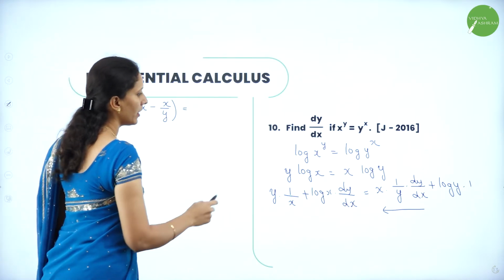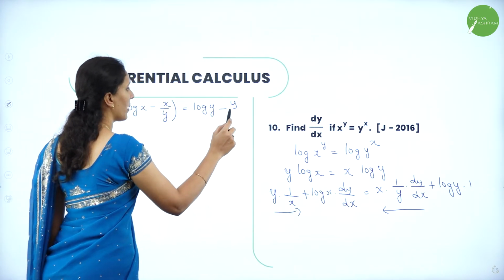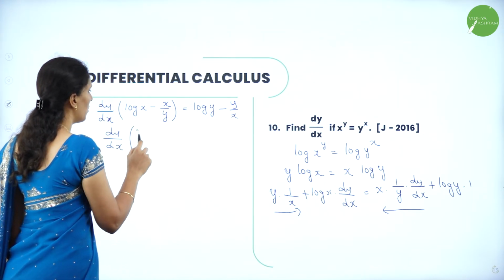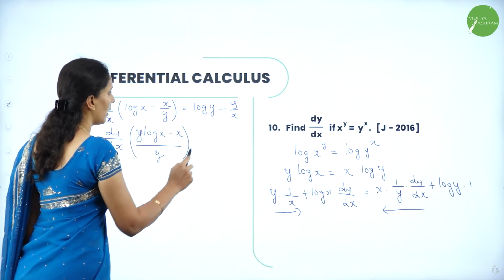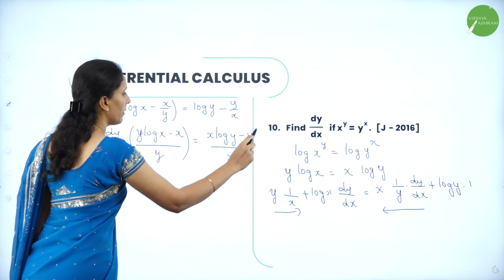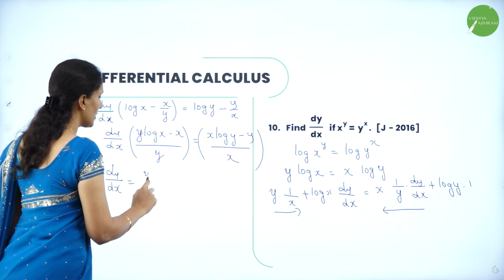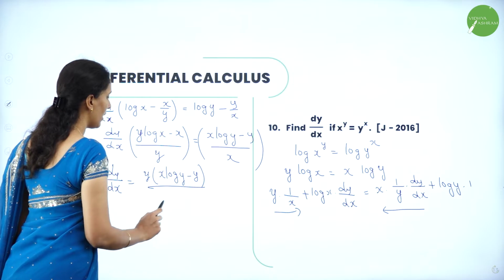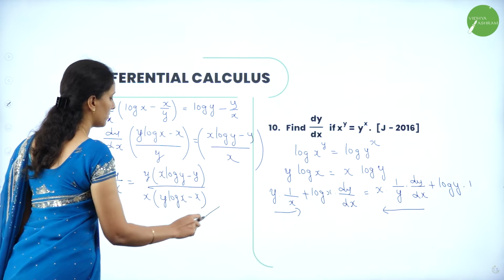And on your right hand side you have log y, and shift y by x to that side, it becomes minus y by x. So here we get dy by dx is equal to (y log x minus x) divided by y, and here we get (x log y minus y) whole divided by x. So therefore dy by dx can be written as y into (x log y minus y) divided by x into (y log x minus x).